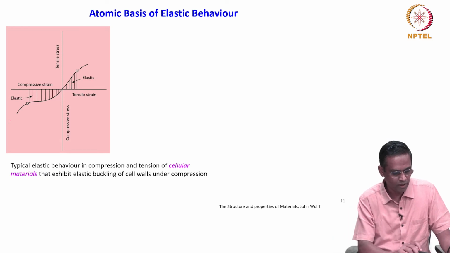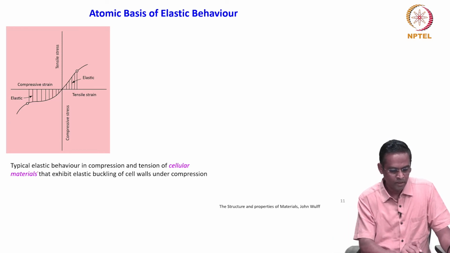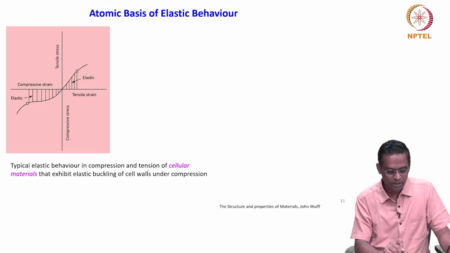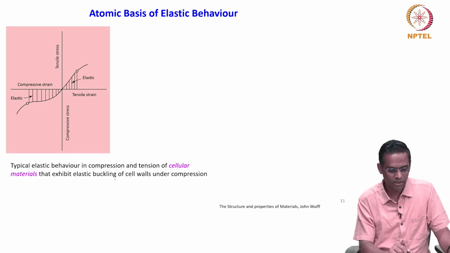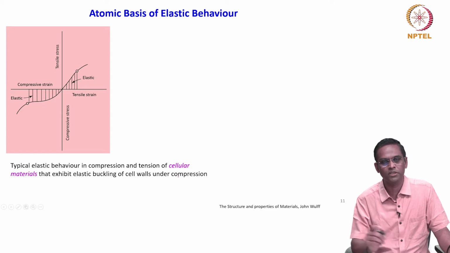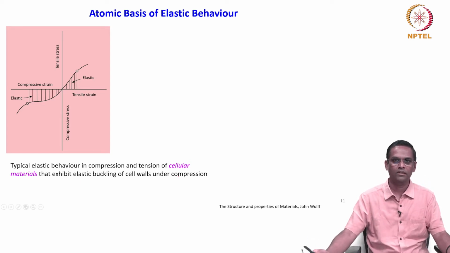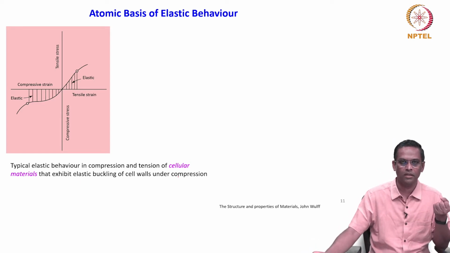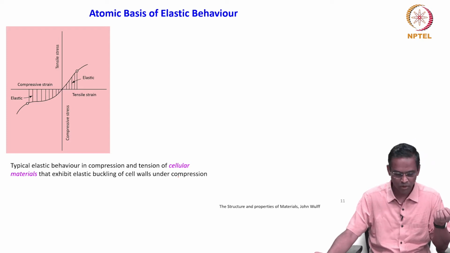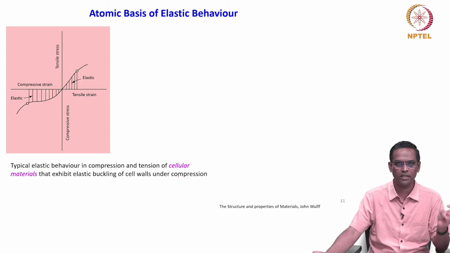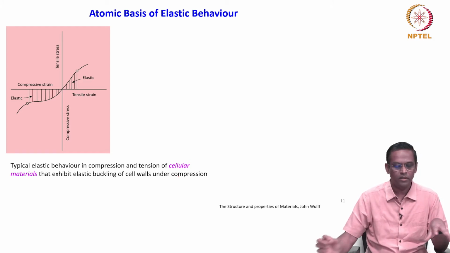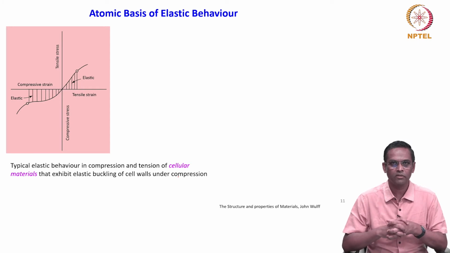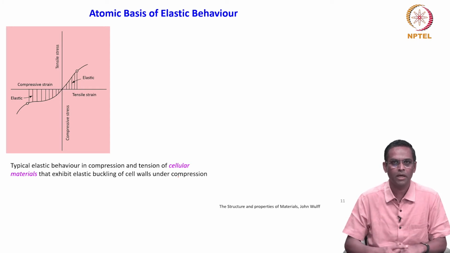So what kind of material will exhibit this kind of behavior? We are now going to talk about elastic behavior in compression and tension of cellular materials that exhibit elastic buckling of cell walls under compression. So the other class of material is cellular materials. Okay. What are cellular materials? The name itself has some answer. The structure is made up of cells. The microstructure of these kind of materials is made up of cells.